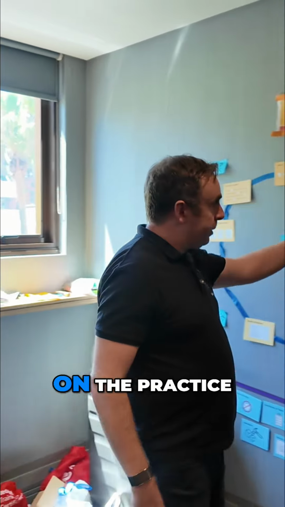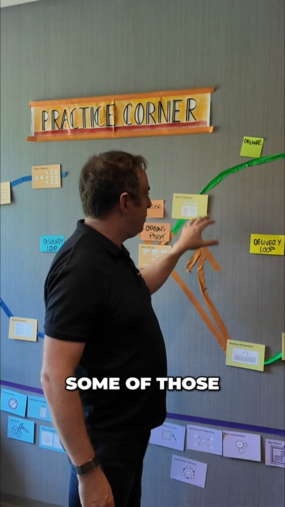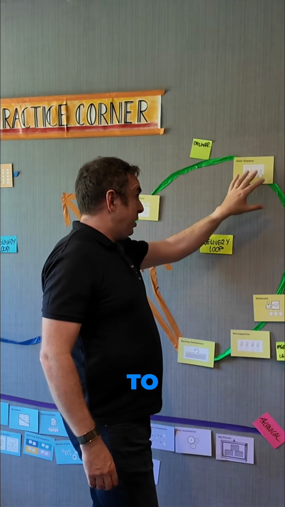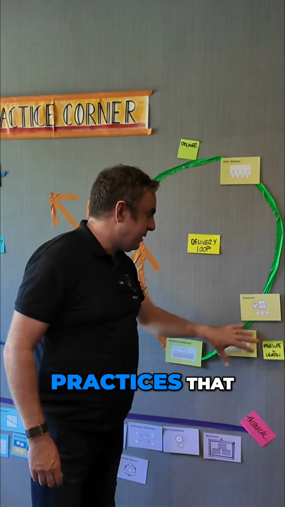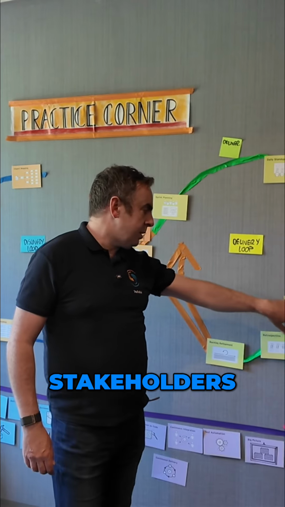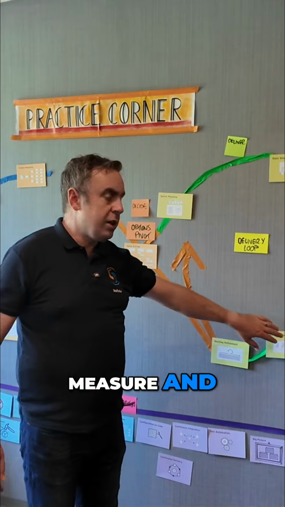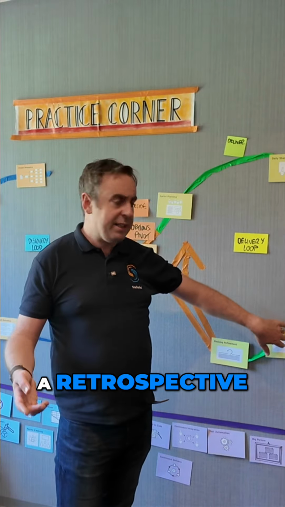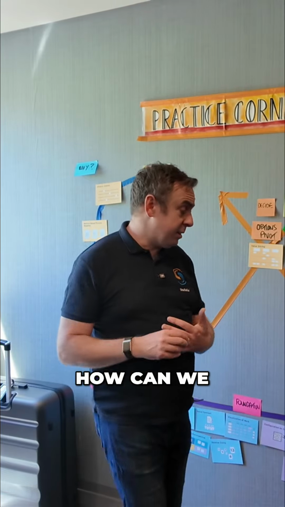And then on the practice corner, on the Mobius Loop, we plotted some of those events, some of those practices like sprint planning, daily stand-ups, to deliver features. And then crucially, practices that help us measure and learn. Measure and learn from our stakeholders, like a showcase or a sprint review event. Measure and learn from each other about our ways of working, using, for example, a retrospective. So how can we measure and learn, and how can we get better? How can we continuously improve?